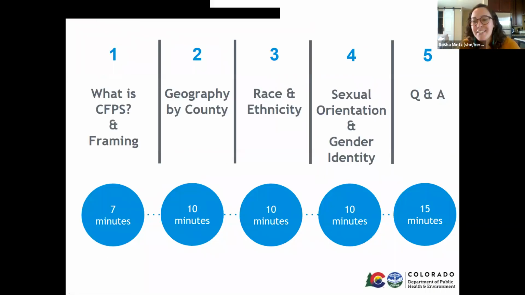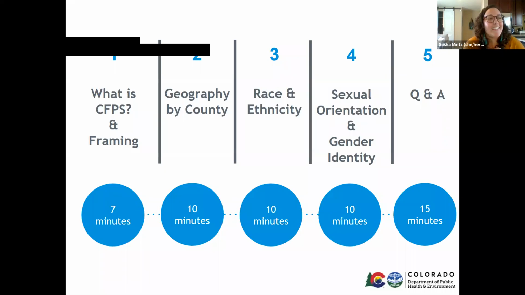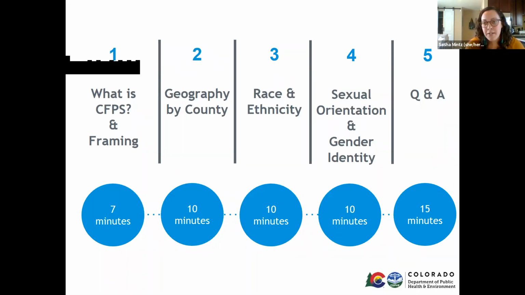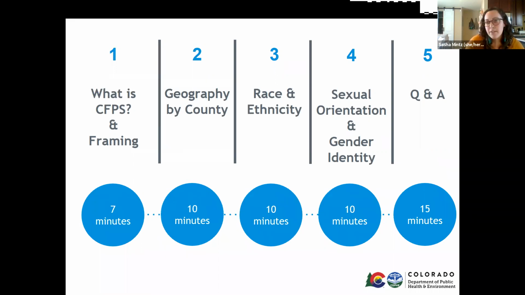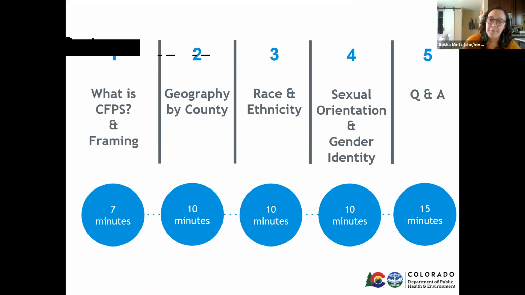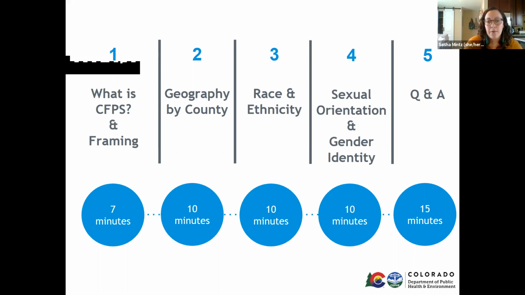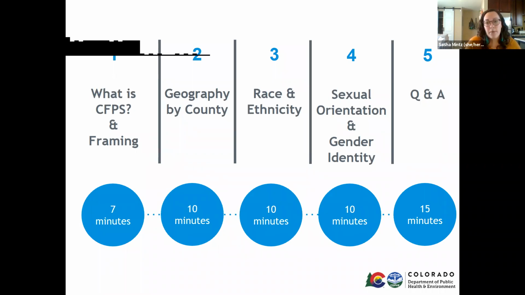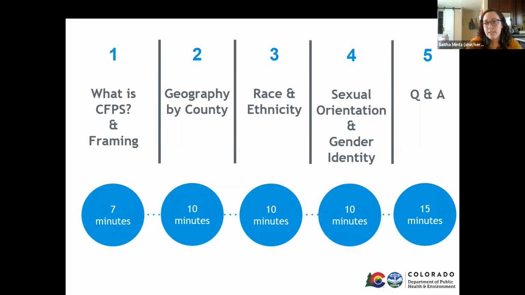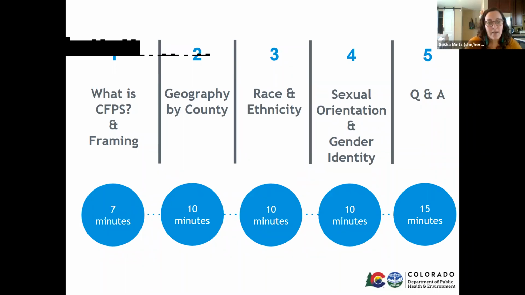Here's the outline for the rest of today's webinar. Since there may be partners on the line who are not familiar with the Child Fatality Prevention System, I'm going to start by quickly reviewing what the Child Fatality Prevention System is and how we're structured. This will really help understand why it's important from a prevention perspective that we thoughtfully frame our data. I'll then speak about the 3 disparity areas that we focus on as a system, reviewing inequities related to geography, race, ethnicity, sexual orientation, and gender identity that contribute to child deaths.